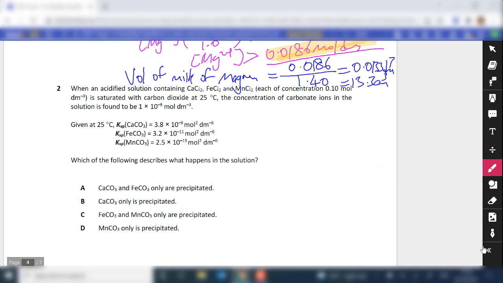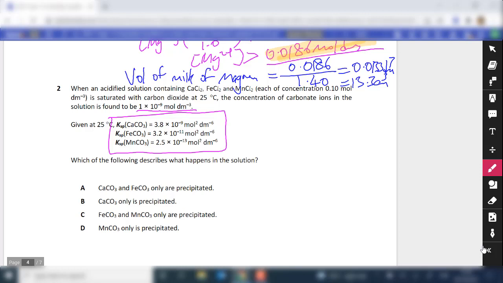Okay, next we move on to question 2, which is an MCQ question. You were given that when the acidified solution containing calcium chloride, iron chloride, and manganese chloride, each having a concentration of 0.1 moles per dm cube, is saturated with carbon dioxide at 25 degrees Celsius, the concentration of carbonate was found to be this particular value. You are given the KSP of the various carbonates. So you are being asked which of the following describes what happened in the solution.